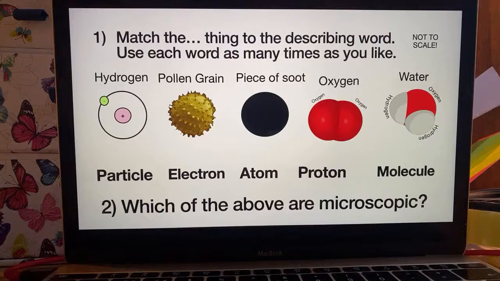If you are just joining me live, this is the first activity. 5 seconds. Remember, you can use each word more than once. 4, 3, 2. Done it? Right, let's have a look then.